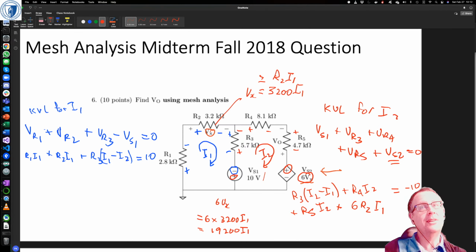In this case, Vx has the same polarity as VR2 from the I1 perspective, but you'll notice that the V out I've chosen to be the opposite polarity, or I've chosen I2's polarity to be the opposite. I'd suggest maybe I should have chosen I2 going the other way, just to make sure that the polarity of VR5 matches the polarity of V out. But what you said is correct. The only difference is that there's a sign change.